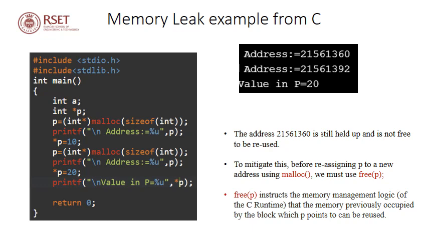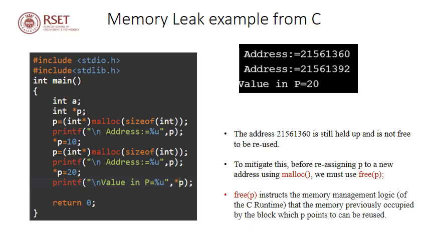When you look at the output of this program, in the first binding, the starting address pointed to by P is 215.61360, and in the second binding, the starting address pointed to by P is 215.61392. When we bind P the second time, the address 215.61360 from the initial binding is still held up and is not free to be reused. Those 4 bytes are still marked as being used.